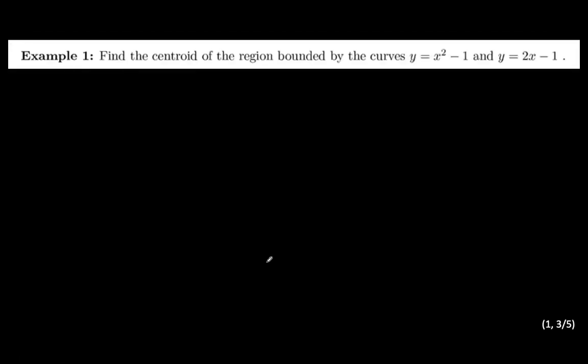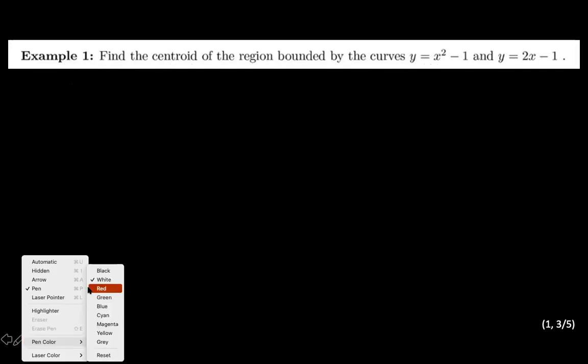So let's start our discussion with example number one. Example number one: find the centroid of the region bounded by the curves y is equal to x squared minus 1 and y is equal to 2x minus 1. So the first thing that we need to do is to sketch the graph. Okay, so let's sketch the graph here.